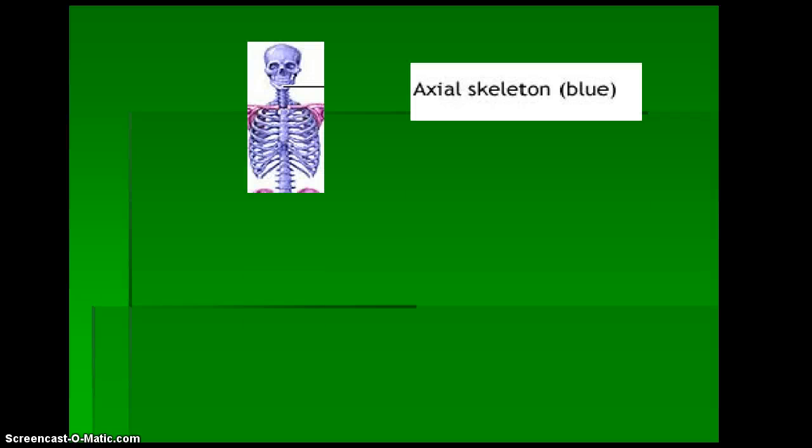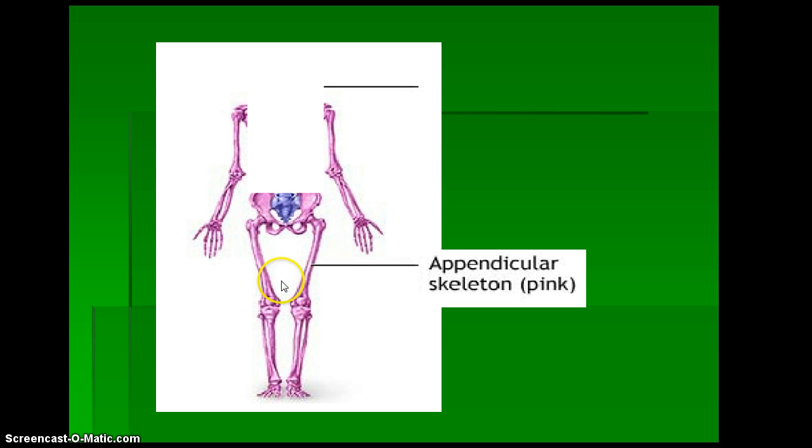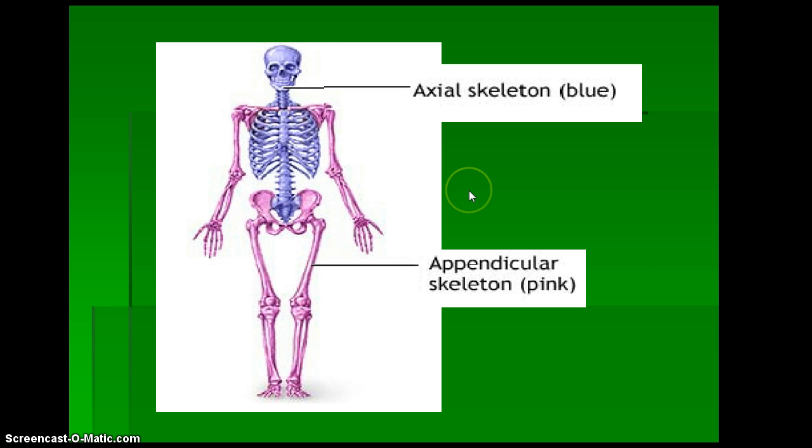Like I said, here's the picture. This is the axial skeleton. It's the skull and the vertebral column, including the ribs. And then here's a picture of the appendicular skeleton. The arms and legs, the pelvis, the shoulders. Put the 2 together, it creates the body.